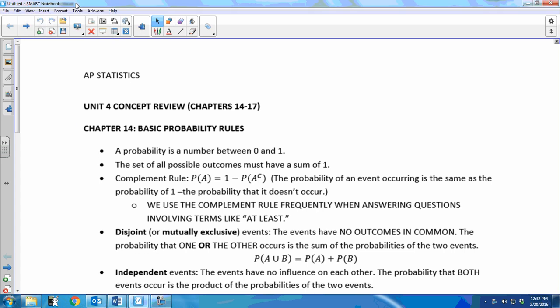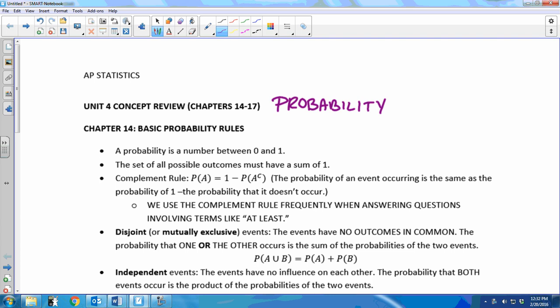Reviewing Unit 4 today, which is chapters 14 through 17, and this is the probability unit. I know that there is a lot of stuff going on in this unit, okay? It's going to be on the AP exam. It's going to happen. Now, we answer lots of probability questions in other units.